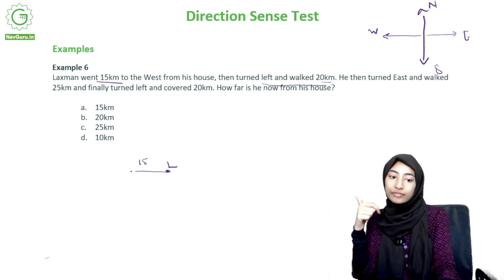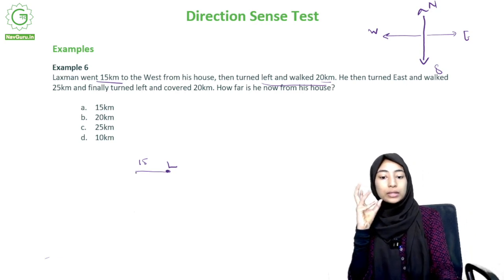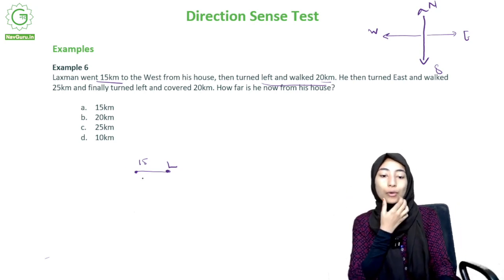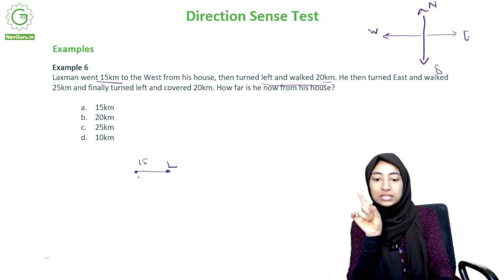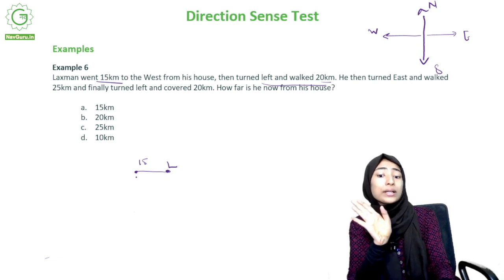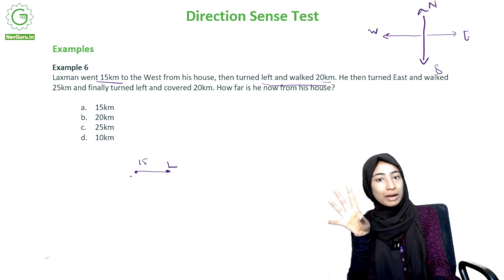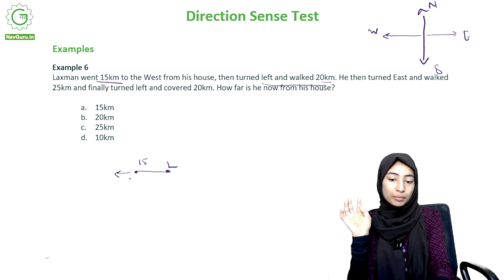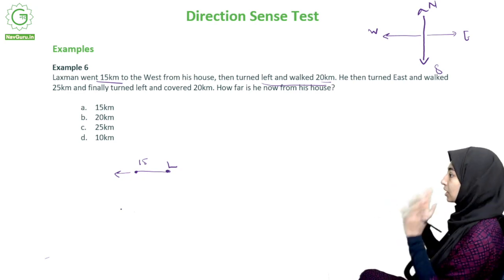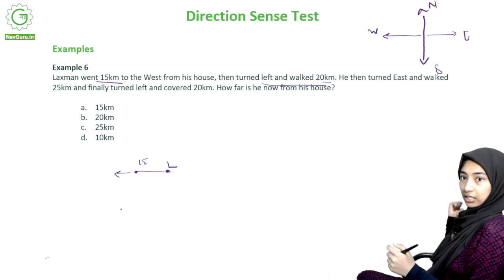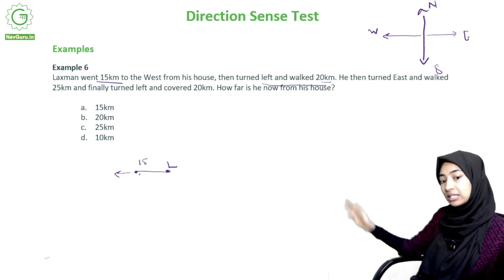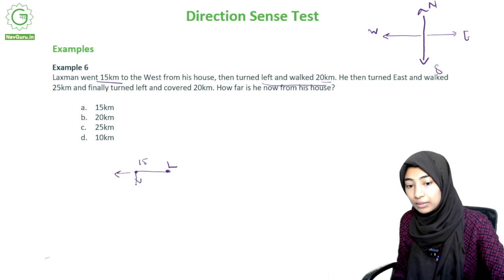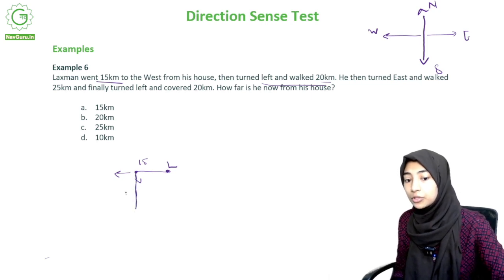He then turned left and walked 20 kilometers. Now, this is something that I have explained in the theory class. I'll just briefly explain it now. How do you find the left? There are two ways. One, you just look at the direction where the person is facing and try to imagine yourself in that position. So in here, the person is facing this direction, right? So if I'm standing like this, my left is here. So since the person is facing this direction, his left will be here. Okay, so he turned left and walked 20 kilometers would look something like this. Draw a longer line for 20 kilometers.